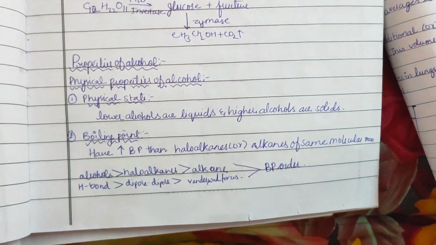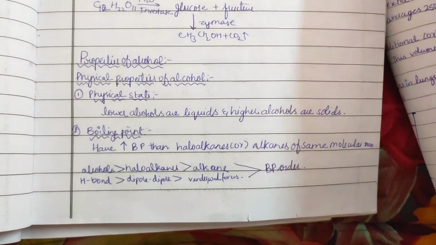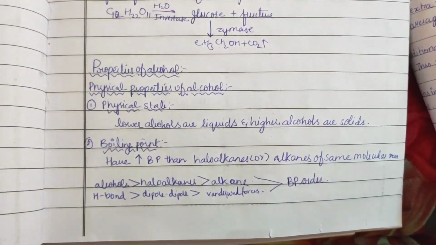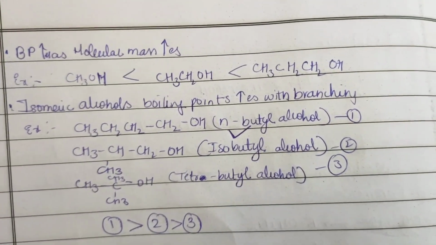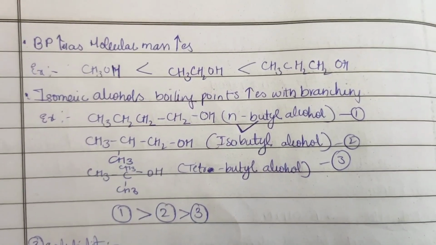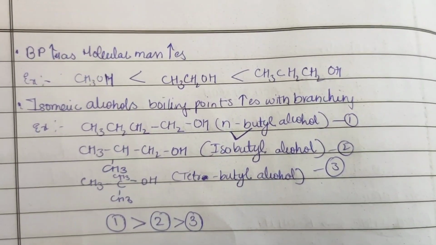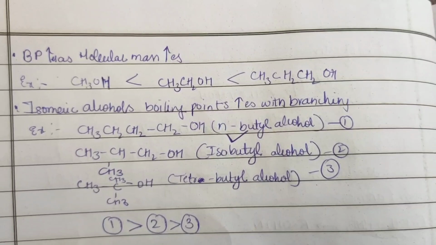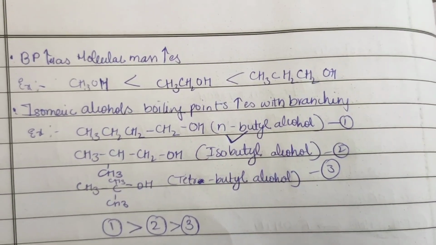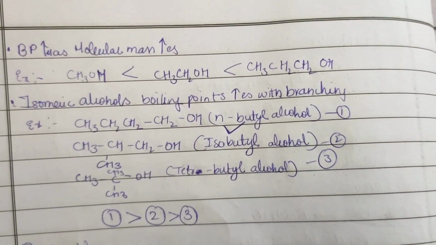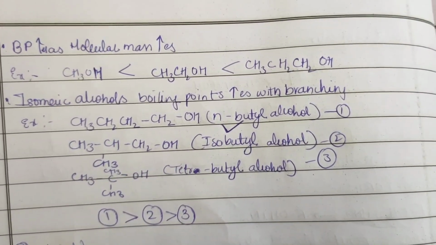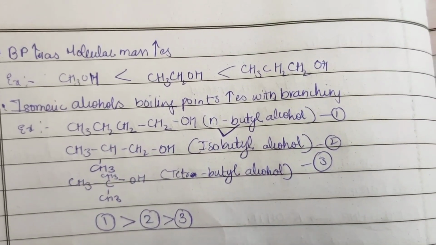Now let us move to the next page. Here you can see, as the molecular mass increases, the boiling point increases. For example, CH3OH < CH3CH2OH < CH3CH2CH2OH. For isomeric alcohols, the boiling point decreases with branching.